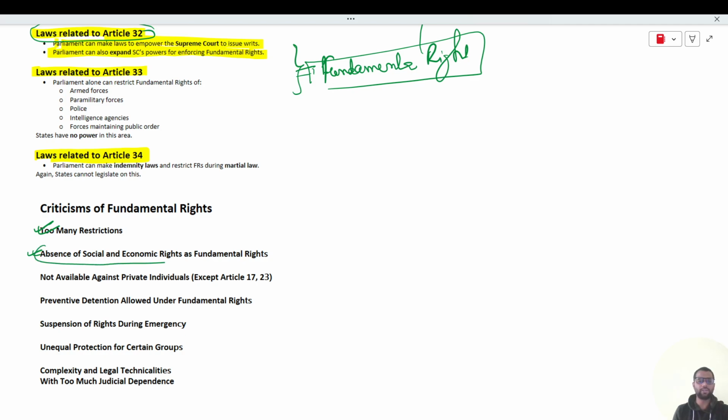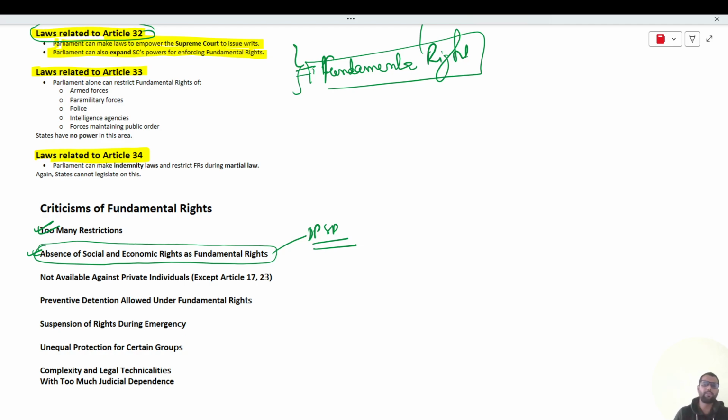Rather, the social and the economic rights are not put under the fundamental rights. They are put under the directive principles of state policy. That means right to work, right to social security. These are only DPSP, not fundamental rights.